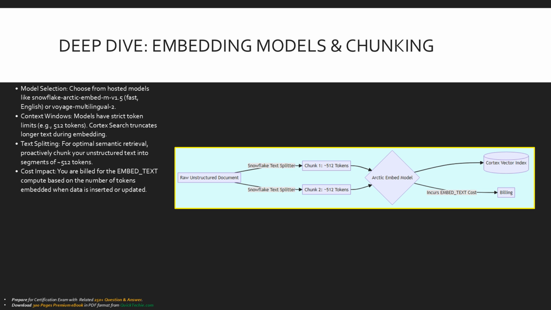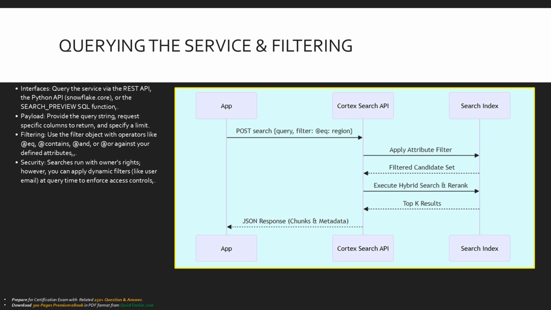The model translates the semantic meaning of each chunk into dense mathematical vectors stored in the Cortex vector index. Because this step requires GPU-level compute, each embedding operation inherently links to your billing metrics. Once your index is built, how do your applications retrieve data?